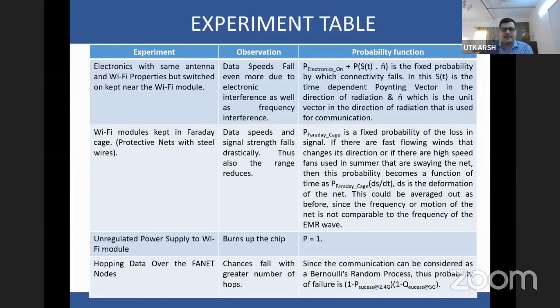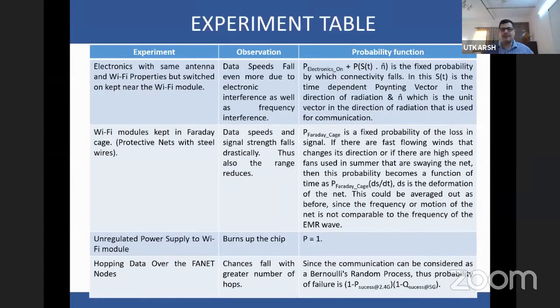Another experiment was hopping data over the FANET nodes. Basically we are trying to hop the data. So chances fall with a greater number of hops. Since the communication can be considered as a Bernoulli random process, the probability of failure is one minus P success at 2.4G and one minus Q success at 5G, where P and Q are successes at 2.4 gigahertz communication and 5 gigahertz communication respectively.